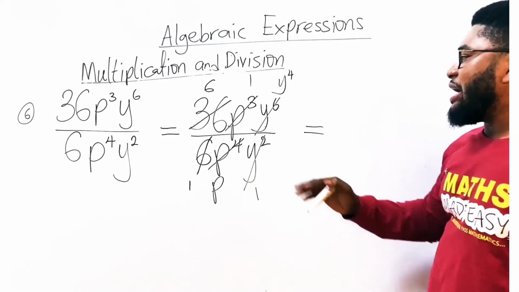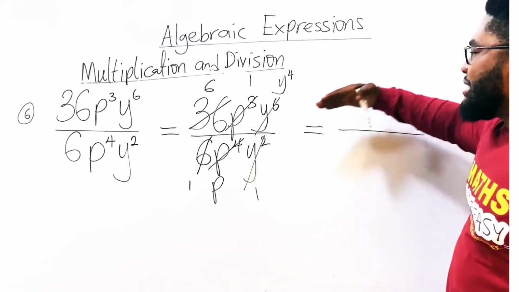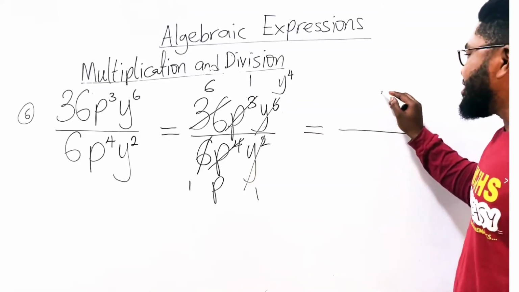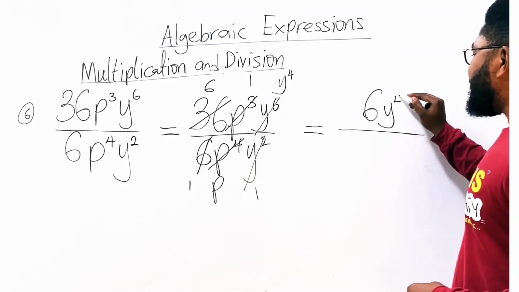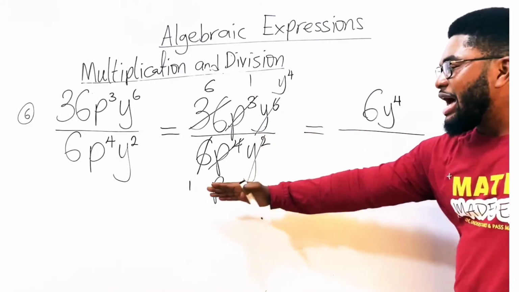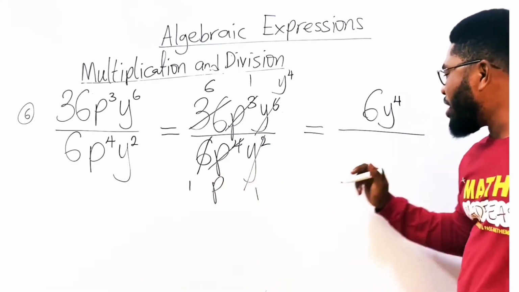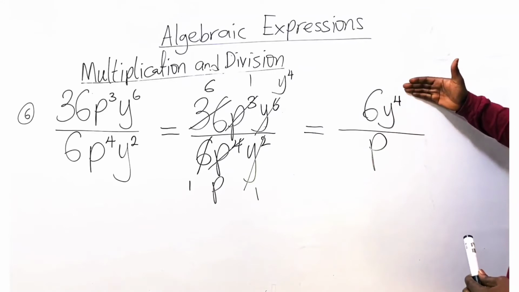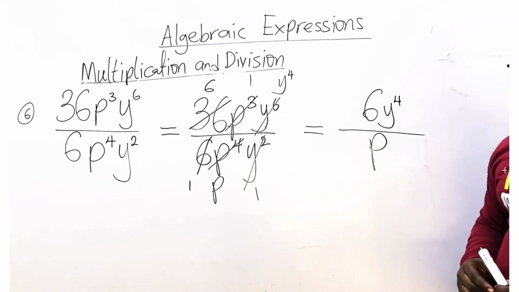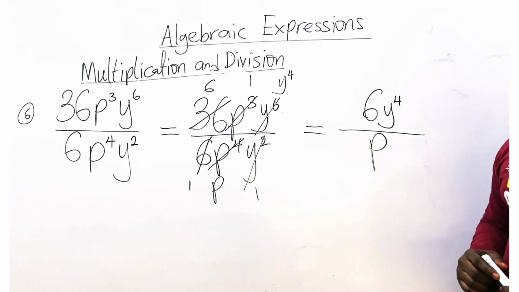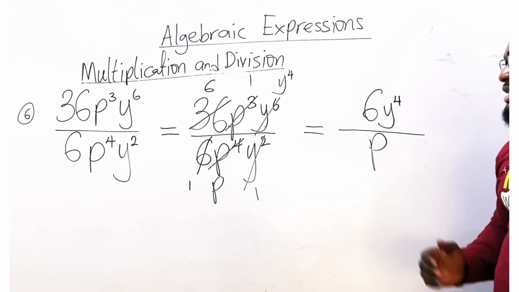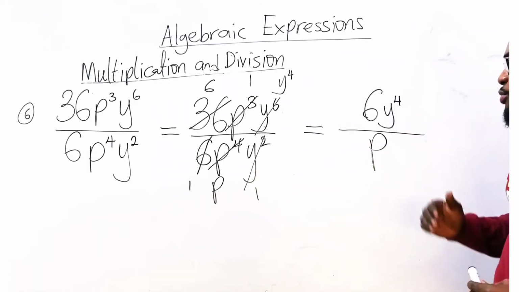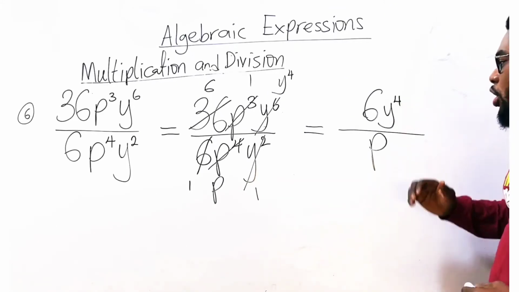Now let's simplify. At the numerator section, we have 6 times 1 times y power 4, giving us 6y power 4. Then at the denominator, I have 1 times p times 1, giving us p. So this becomes 6y power 4, all divided by p. We can change this into an indices form. When we get to indices, I will elaborate on that one. So our final answer remains 6y power 4, all divided by p.